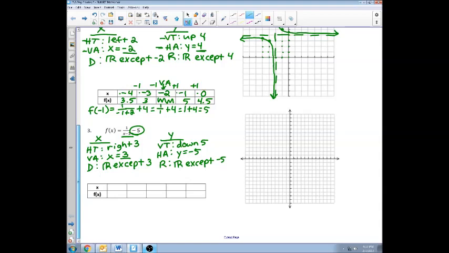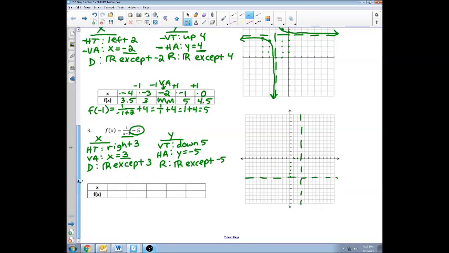So let's go ahead and plot our vertical asymptote and our horizontal asymptote. For x equals 3, it'd be 1, 2, 3. Make a vertical dashed line. For my horizontal asymptote, it'd be negative 5. So 1, 2, 3, 4, 5. Make a horizontal dashed line.